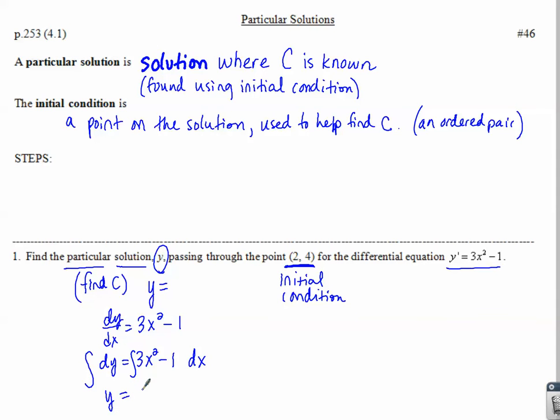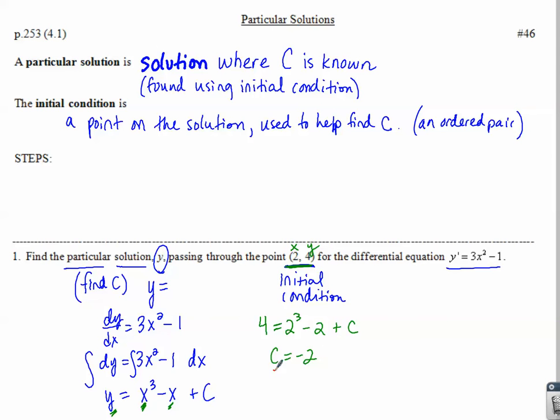Then I get y equals, I do my power rule, get x cubed minus x plus a constant. This is a general solution. I want the particular solution, so I need to find the C. That's where my initial condition comes in. Take this x and this y, plug them in. Y is 4, x is 2. So 4 equals 2 cubed minus 2 plus c. Solve this equation, get c equals negative 2.